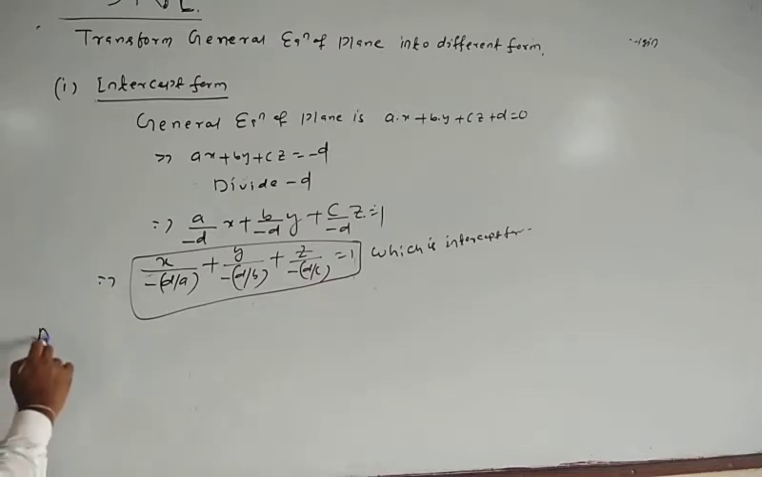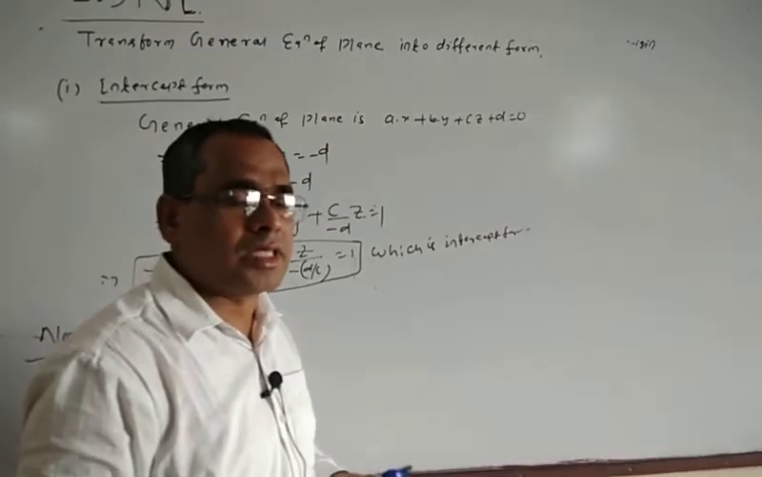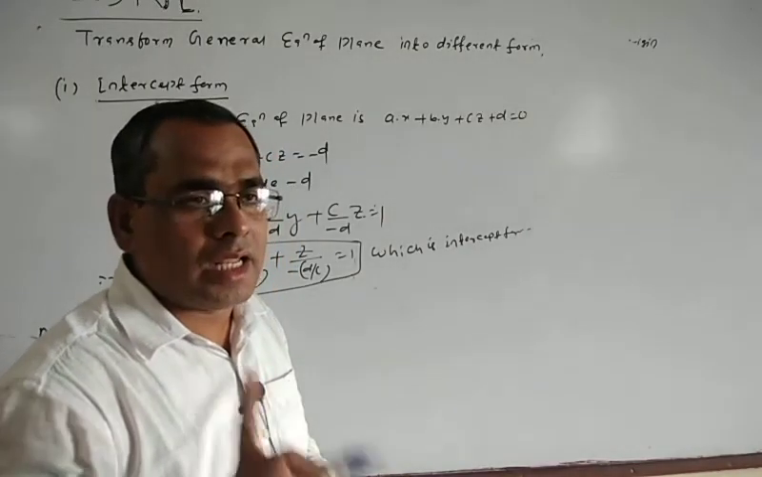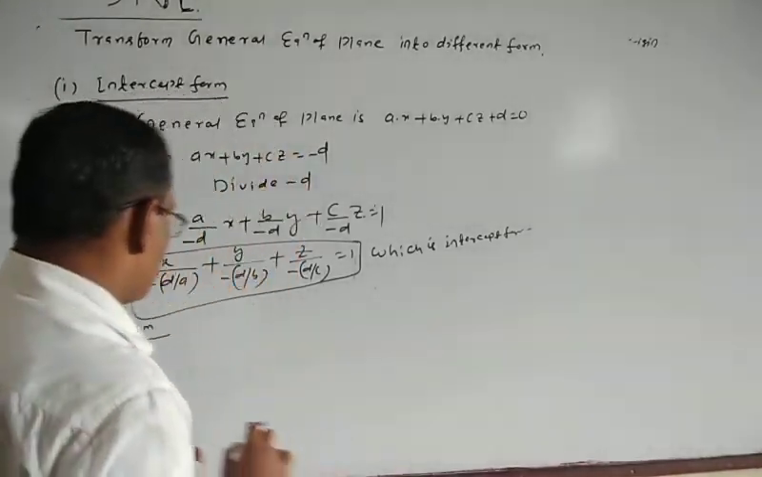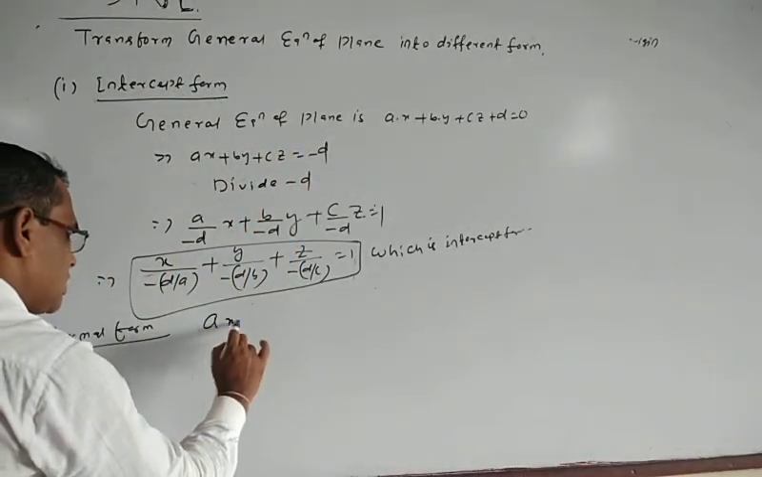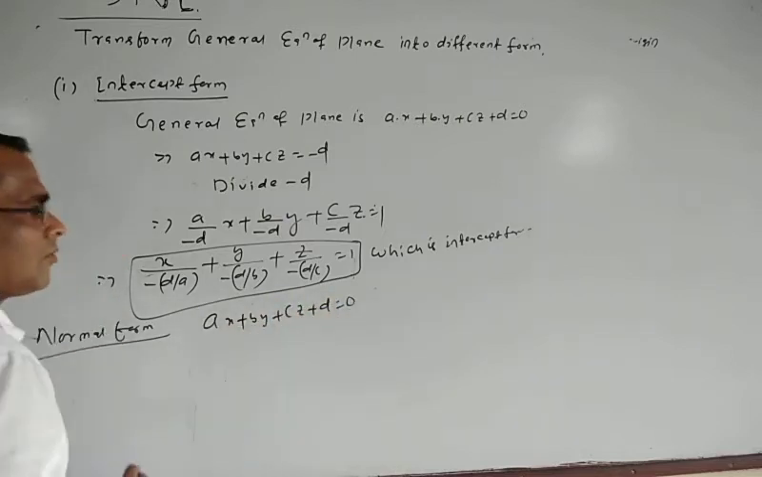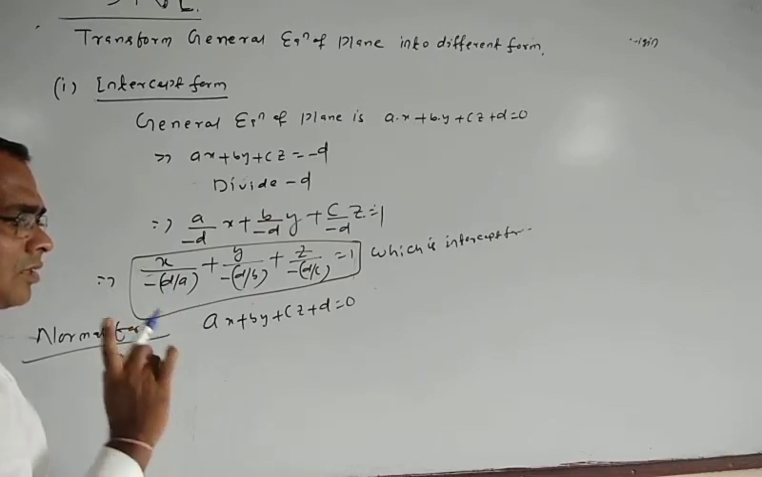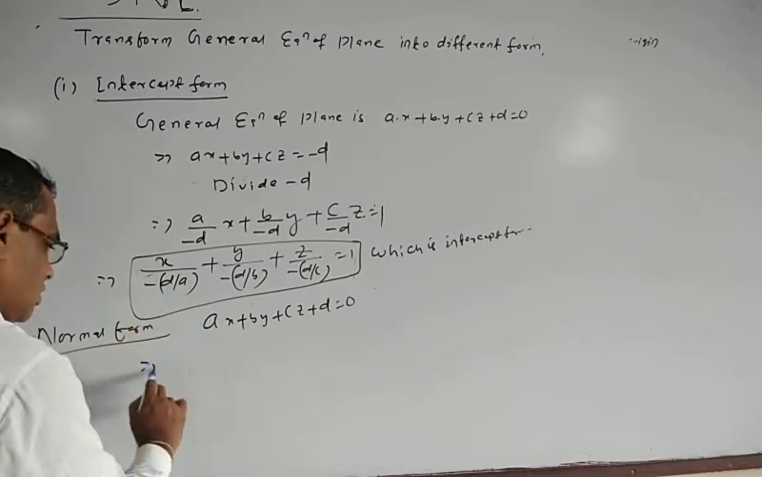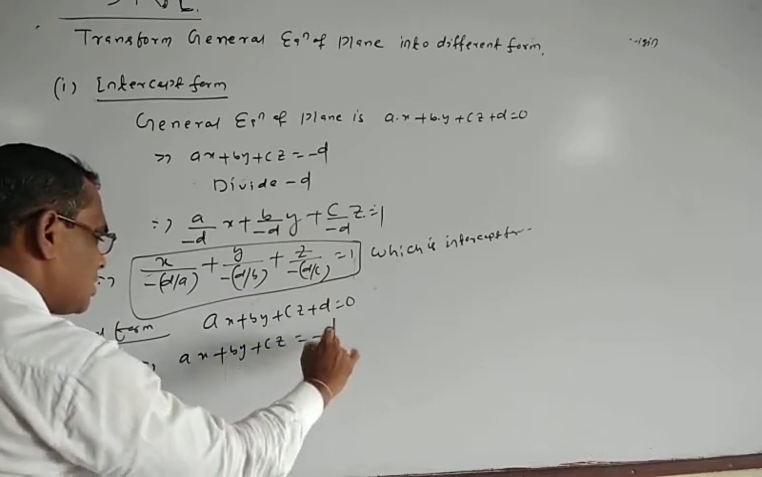Next, number 2, normal form. You know the normal form is lx plus my plus nz is equal to p, where l, m, n are the direction cosines of the normal. So the general equation of the plane is Ax plus By plus Cz plus D is equal to 0, and the right side must be the perpendicular distance. Since the perpendicular distance can never be negative, Ax plus By plus Cz is equal to minus D.